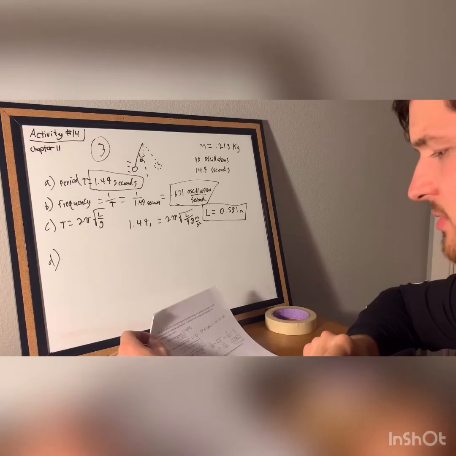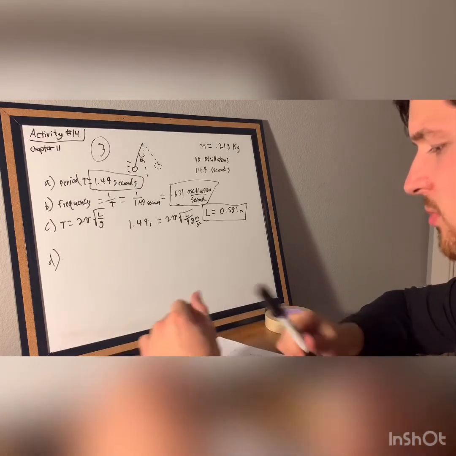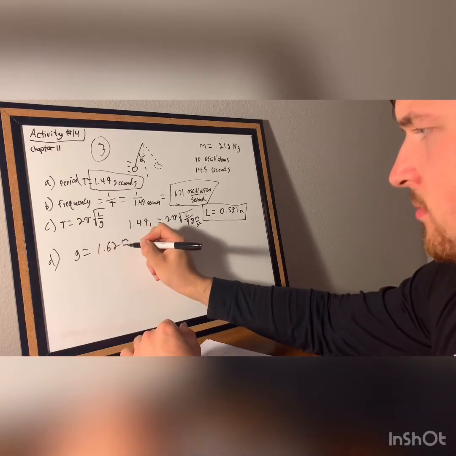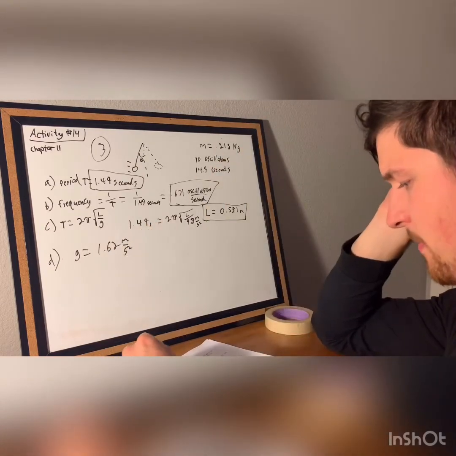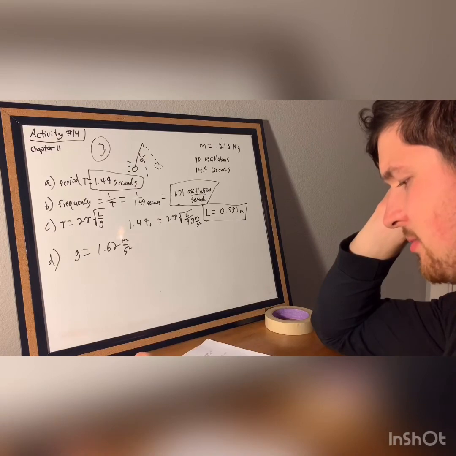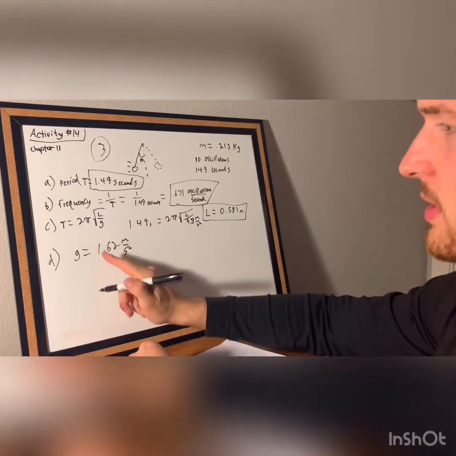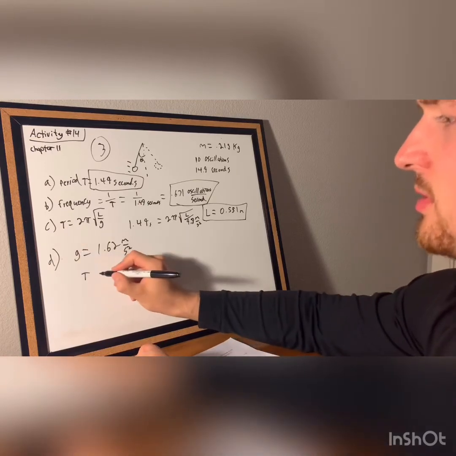All right, and then the last one asks, on the moon, gravity is 1.62 meters per second squared. So write that out. And then what would the period of the same pendulum be on the moon? So again, we're going to look at this equation, but what we're looking for now is the period, T.